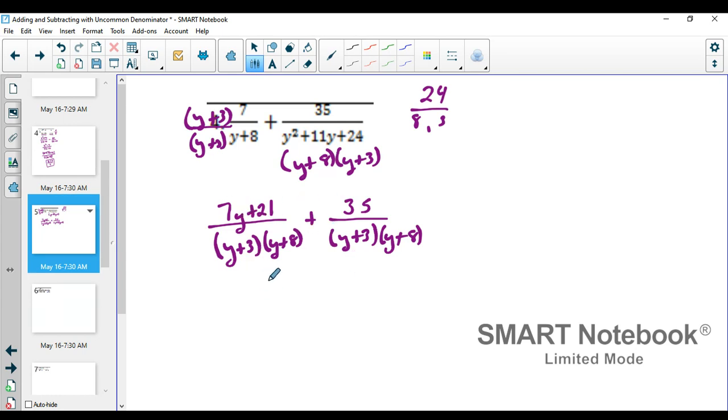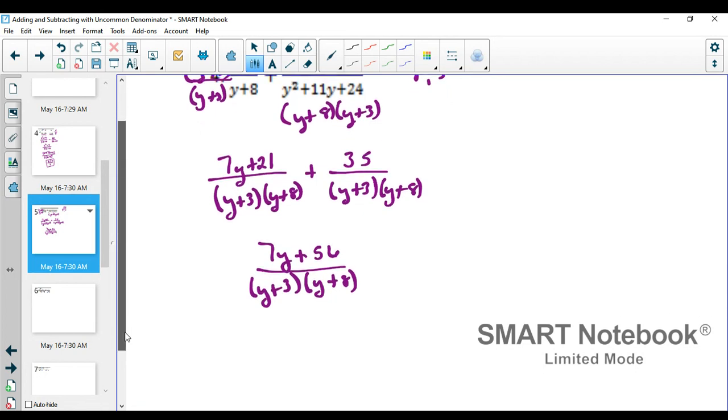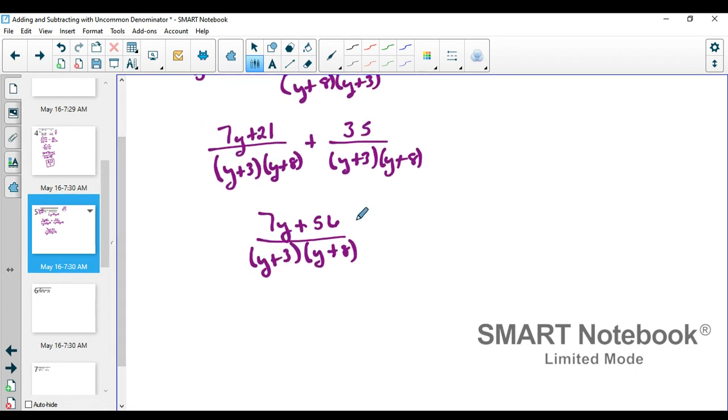So now we're going to add these. So we have 7y, because there isn't another y in the numerators, plus, and then we're going to add 21 and 35. So we get 7y plus 56 all over the y plus 3 and y plus 8. And we are not done yet, because 7y plus 56 have a common factor of 7.